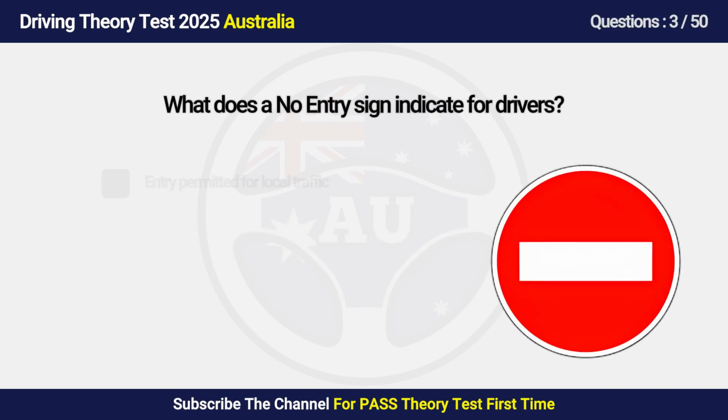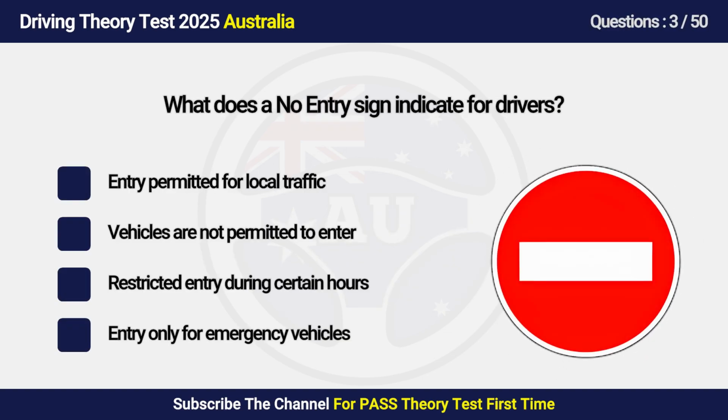Question 3. What does a no entry sign indicate for drivers? A. Entry permitted for local traffic. B. Vehicles are not permitted to enter. C. Restricted entry during certain hours. D. Entry only for emergency vehicles.